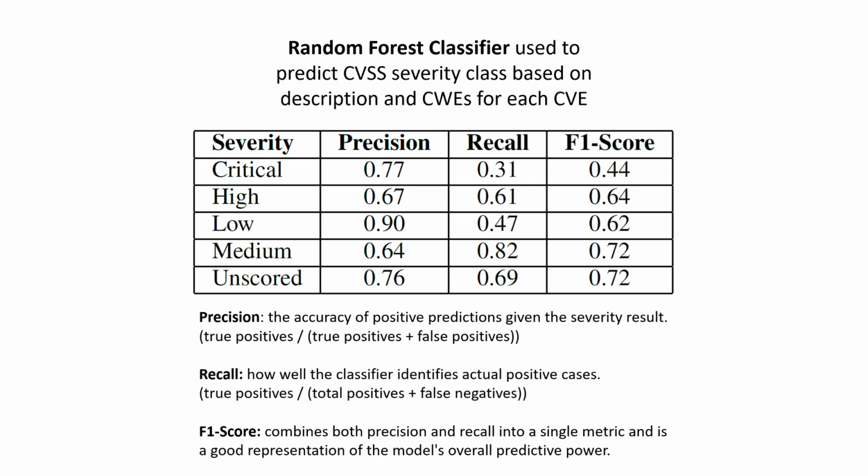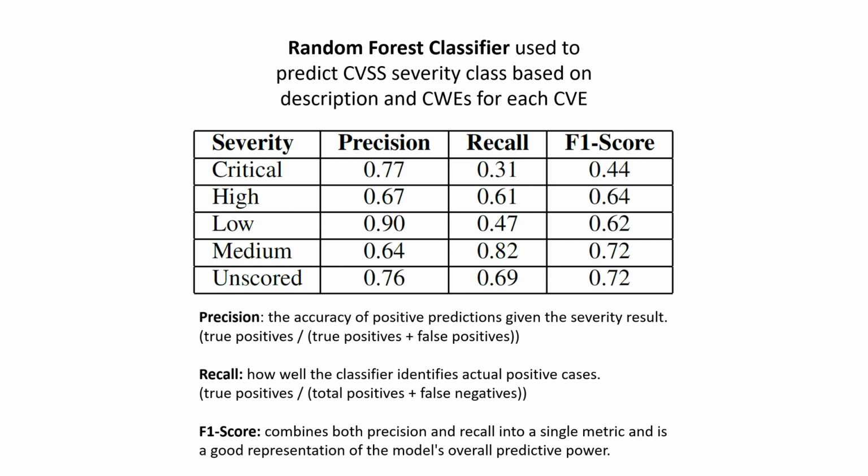And finally, a note on predictive analysis. I used a random forest classifier to predict CVSS severity class, critical, high, low, medium, based on the textual description and the CWEs for each CVE. To achieve this, I vectorized and tokenized the text data using a package from scikit-learn, and I used one-hot encoding for the CWE categories, and I combined those vectors into a single consolidated one, and fed that into the random forest classifier from scikit-learn, and it produced these results as the classification matrix.